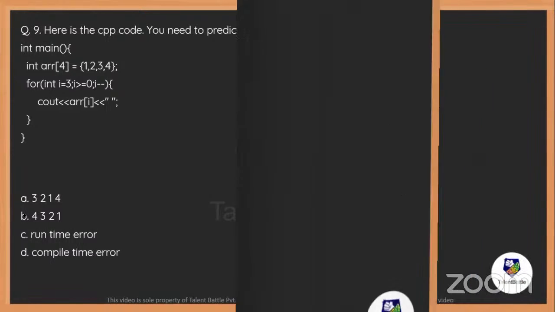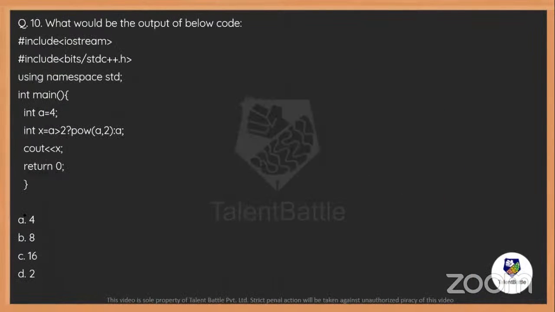And then the last question for today's discussion. Again, a code snippet is given, but if you observe, they are using the ternary operator here. So first analyze it line by line. What will be the output of the provided code? After header file inclusions, namespaces, main function, a value is initialized to 4. Then integer x is calculated as a greater than 2 ternary pow of a comma 2, which is an inbuilt power function, colon a.